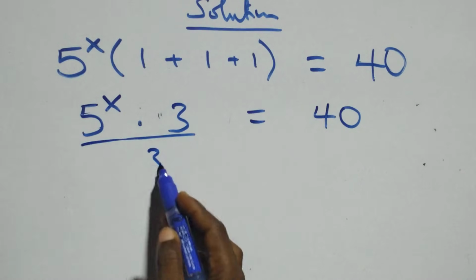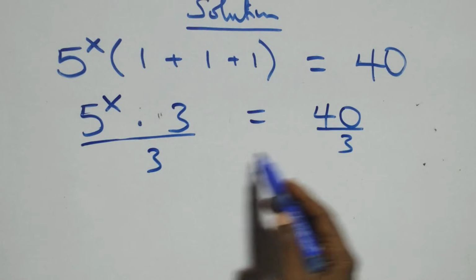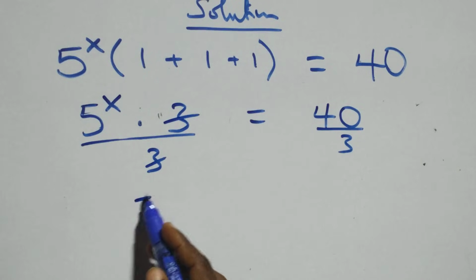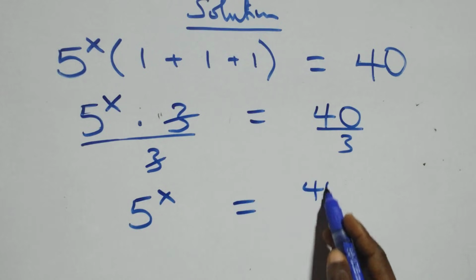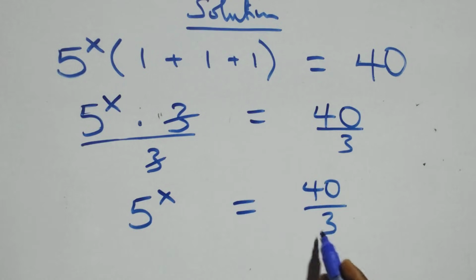Then next step here, we divide both sides by 3. Divide this side by 3. Also divide this side by 3. This here, the 3s cancel each other. That is, 5 raised to power x equals to 40 over 3 here.